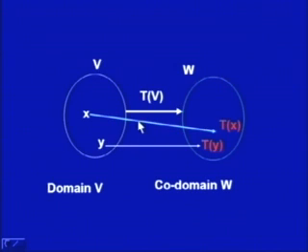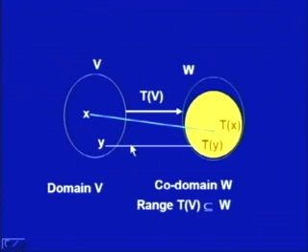Now, in this case I say V is the domain of the linear transformation, while W is the codomain for the transformation. This set, which consists of images of all x in V, is called the range of T, and definitely this is a subset of W. Later on we will prove that it is a vector space.